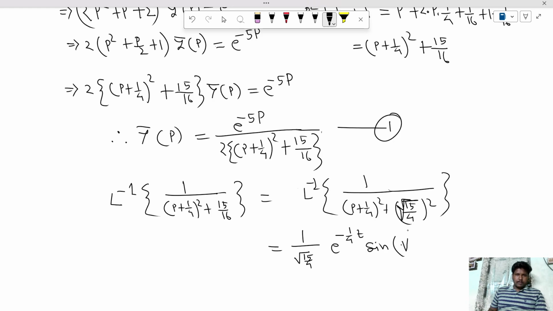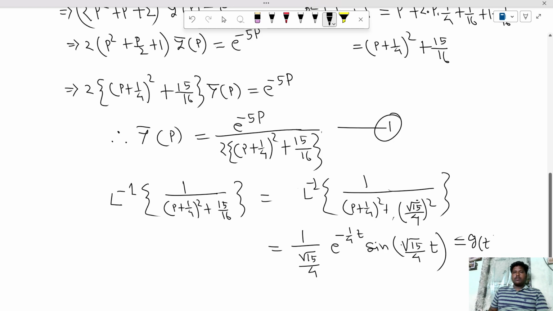I think I made a mistake. This is root 15 by 4. That was right. Okay, so this is root 15 by 4, and this is also root 15 by 4 t. Okay, so say this is g t.